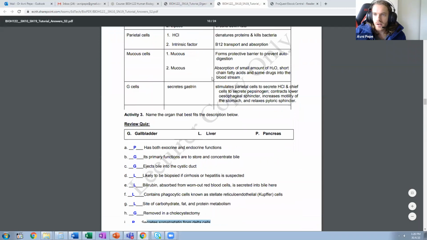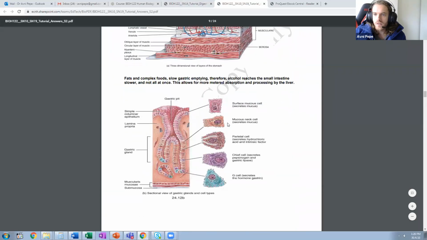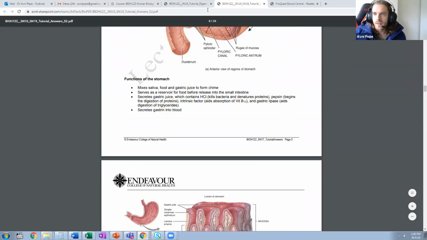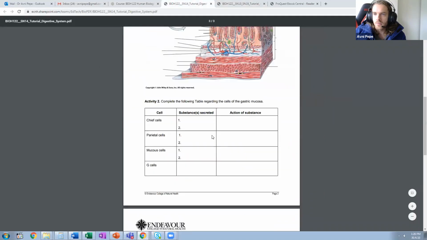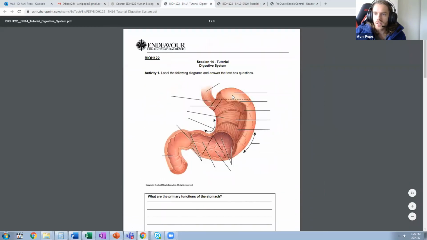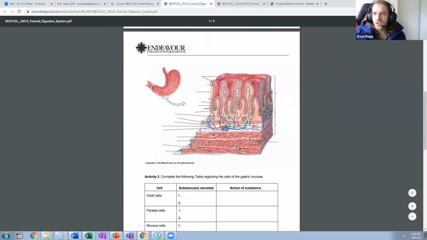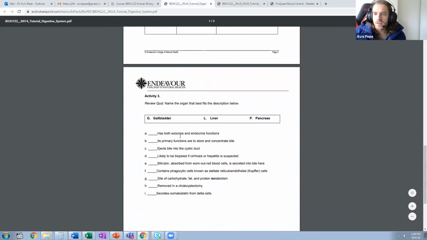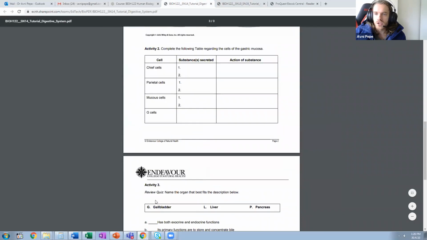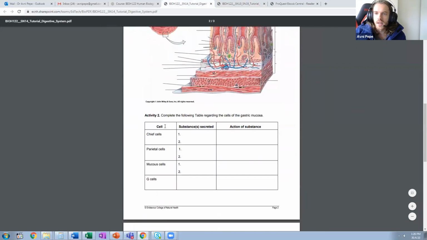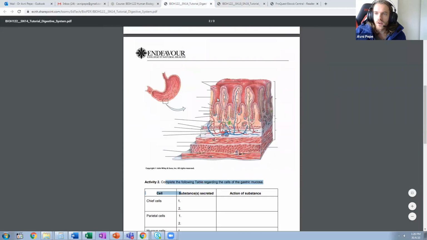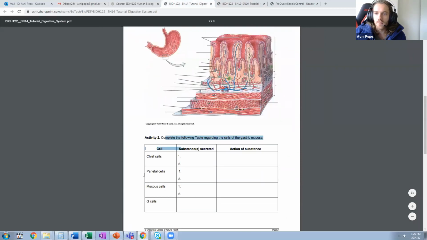Okay, so that about summarizes the tutorial for today. Hopefully that's provided you with a little bit of extra insight and information into the stomach and the way it works, and gives you some perspective on the different functions of both accessory organs and some of the cells that are involved in the stomach as well.